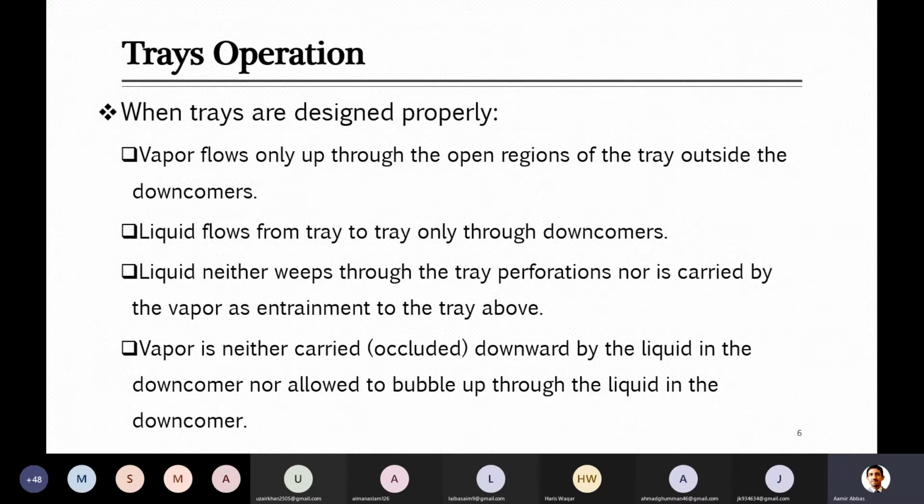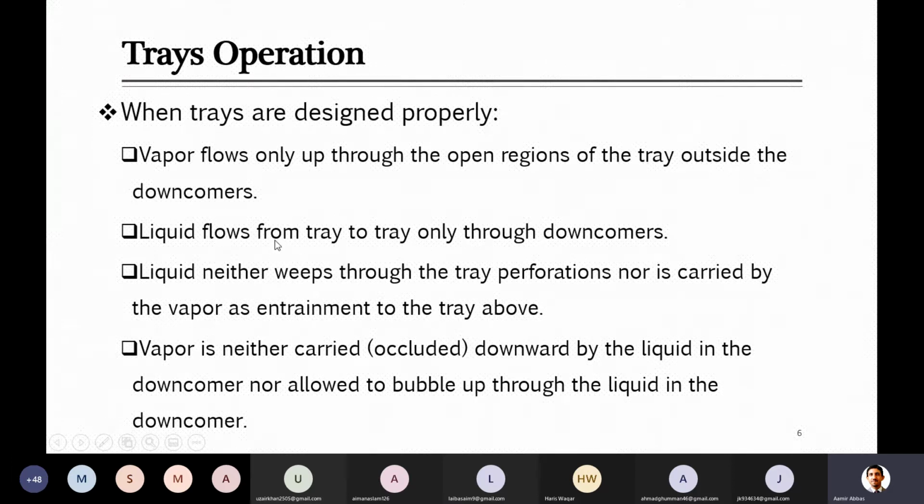We already discussed earlier that when you are using a tray tower and it is operating properly, there are various conditions. The vapors moving upward inside the column should pass through the openings. Those openings can be in the form of sieve, valve, or some other tray type. So vapor should pass only through those regions, and the liquid which comes down should come through the downcomer. This is normal operation.